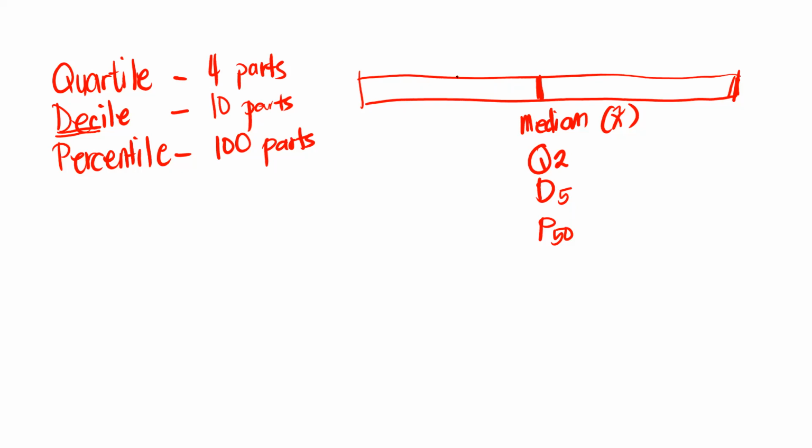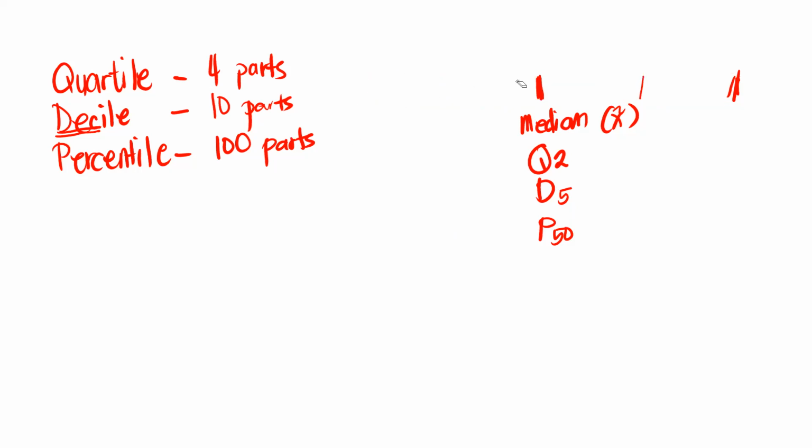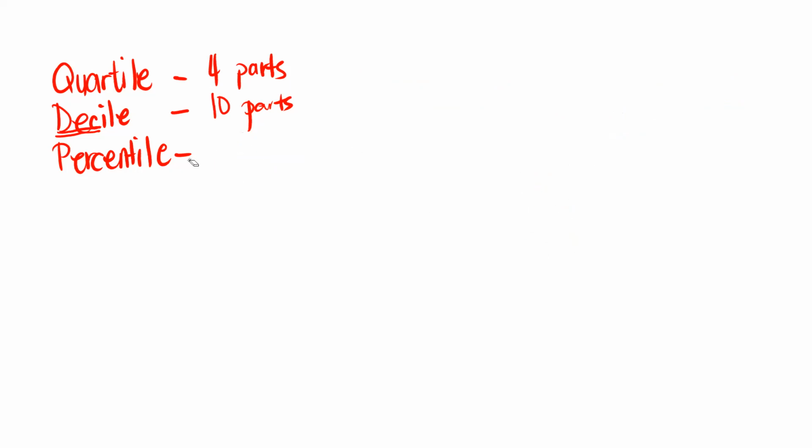Again, when we say quartile, we have 4 parts. When we say decile, that's 10 parts. For percentile, 100 parts. Okay? So, do you understand this? Since you know this already, we are going to proceed now in finding the decile and the percentile. It will be easy for you because you already know the quartile.